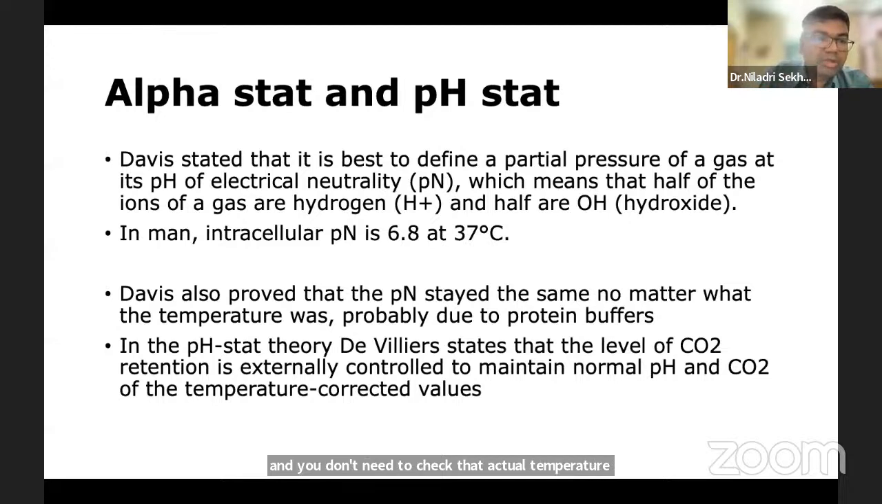Why is that? Because there is a concept given by Davies, known as the alpha stat concept. What he said is that the partial pressure of a gas is defined at its pH of electrical neutrality. That means any patient, our body, is electrically neutral. So in our body, the pH of electrical neutrality, the pN, is 6.8 at 37 degrees centigrade, and this 6.8 pN is irrespective of the temperature, as he has shown. That's why you are usually not using any temperature correction.